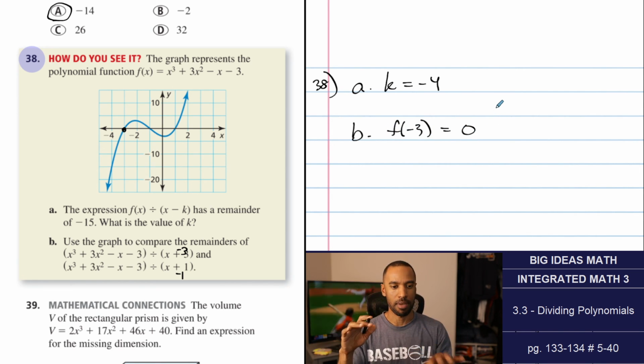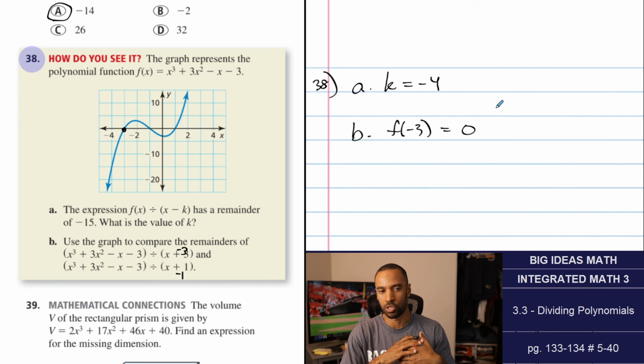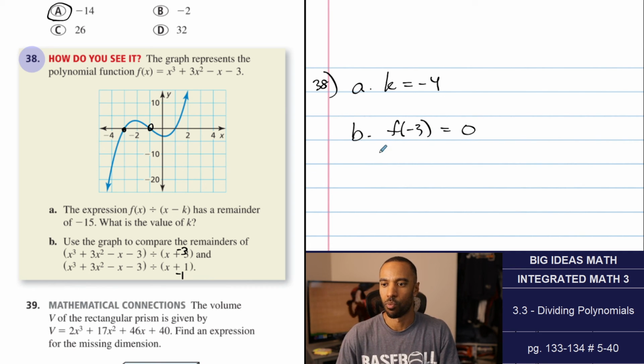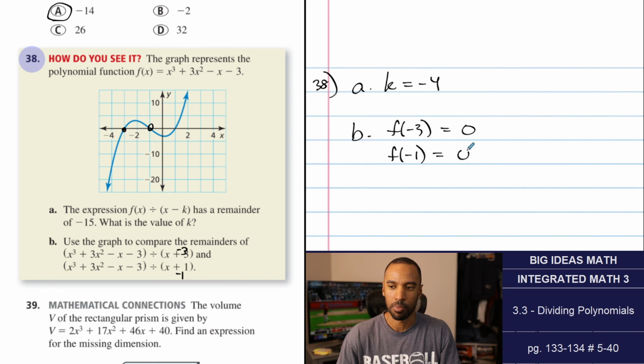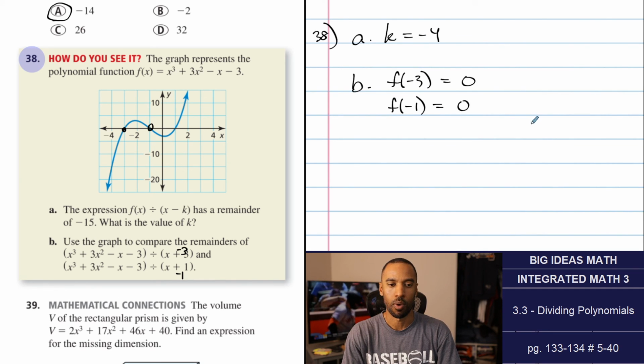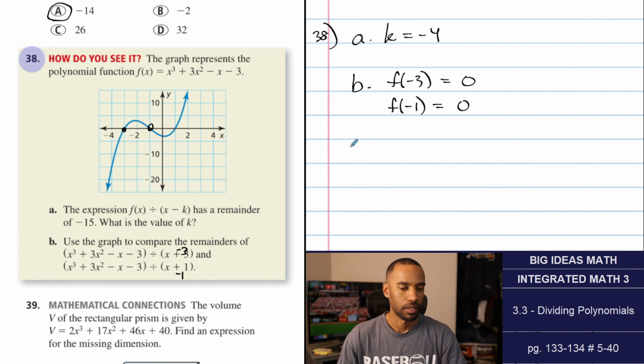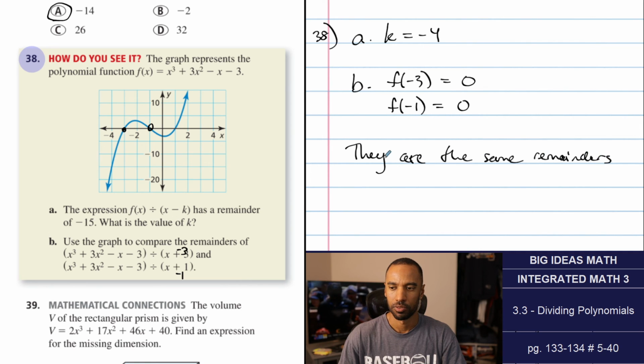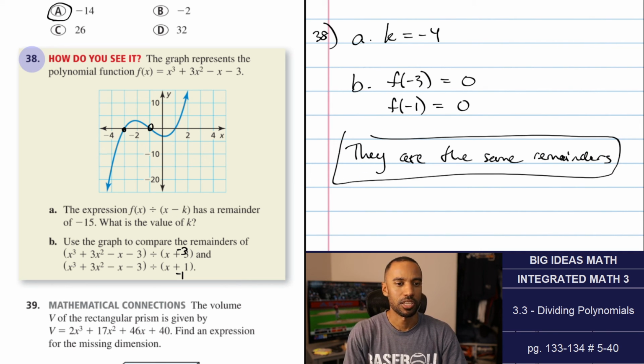Because remember, our goal is remainder. So the remainder of the first one is going to be 0, because you can see it on the graph. The remainder of the second one, negative 1, is also 0. So f of negative 1 will also give you 0. Remember, I didn't substitute negative 3, negative 1 in there. I could have. I'm looking at the graph to make use of what those are and what they're asking. How do they compare? They are the same remainders. All right, that's number 38.